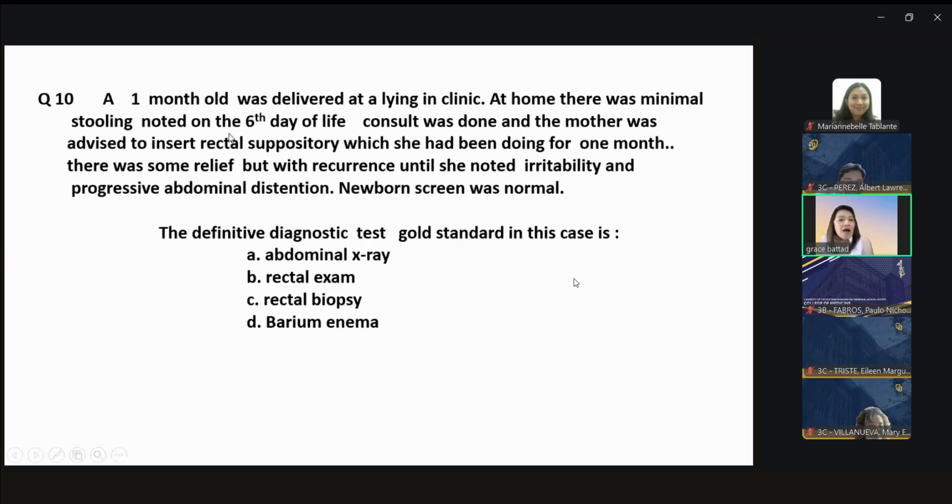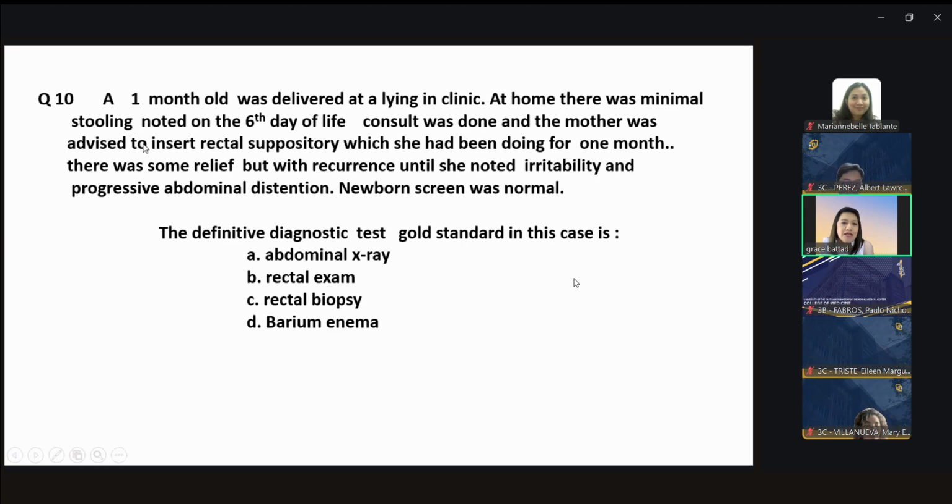Okay. A 1 month old was delivered at a lying-in clinic. At home, there was stooling noted on the 6th day of life, because they went home right away after delivery. So a consult was done, and the mother was advised to just insert a rectal suppository, which she did daily for 1 month. There was some relief, but there would be recurrence, until the patient was noted to be irritable with progressive abdominal distension. The newborn screen was normal.